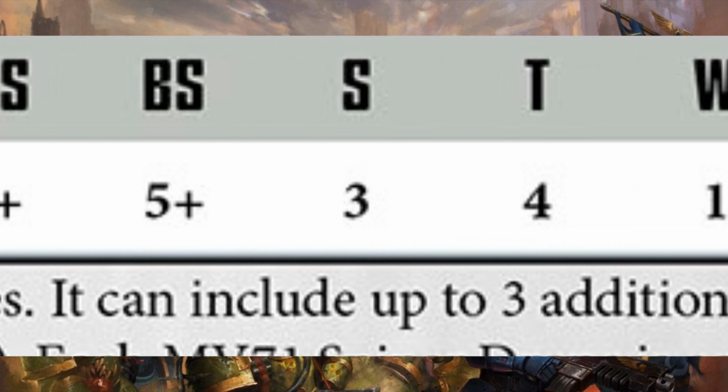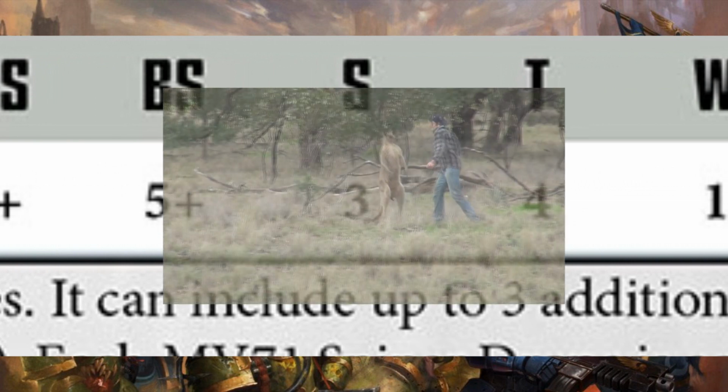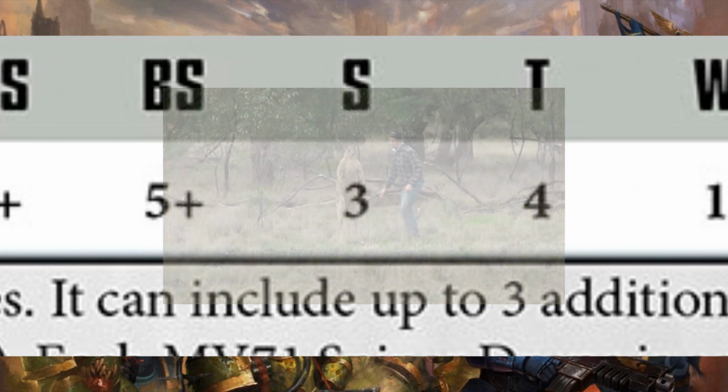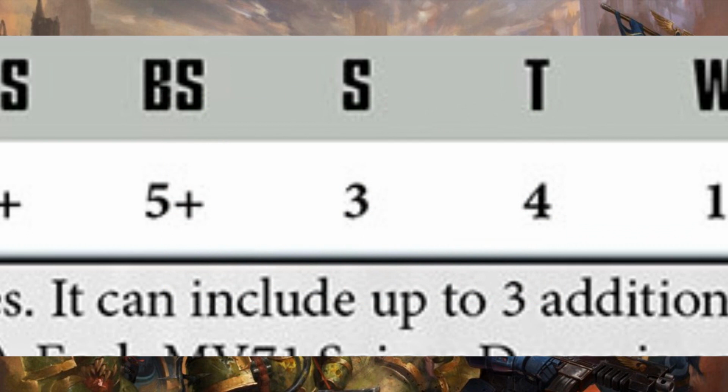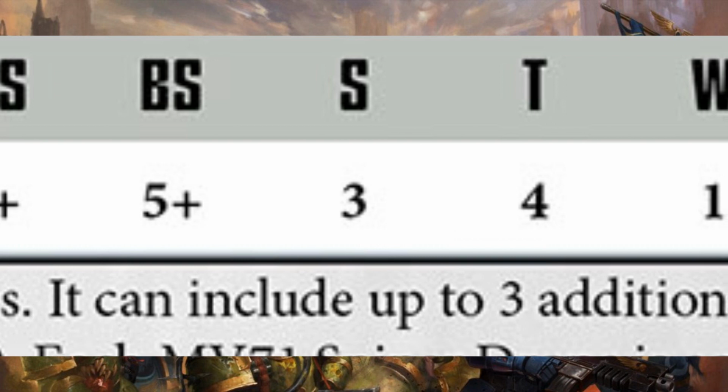The S stands for strength. This is how hard your unit punches other people in close combat. There's a chart in the rulebook that teaches you how to compare this stat to the enemy's toughness in order to see if you successfully wounded them.